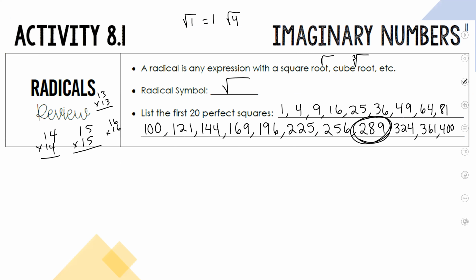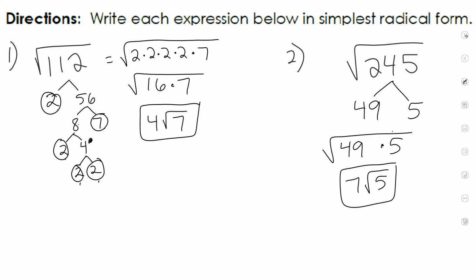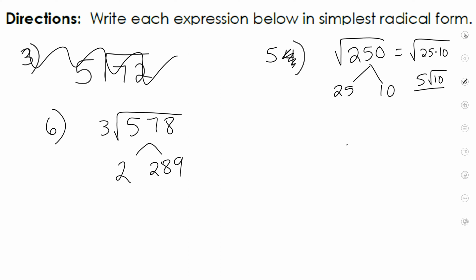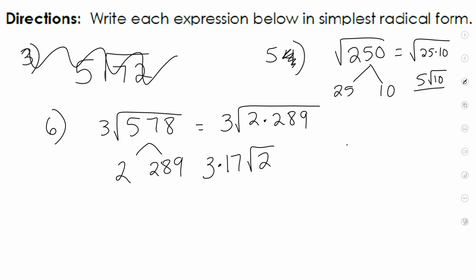So what's the square root of 289? 17. Perfect. Okay, so let's rewrite this as 3 and then 2 times 289. Well, the square root of 289 is 17. So I'll have 3 times 17 on the outside, the square root of 2. And what's 3 times 17? Okay, so your answer is 51 times the square root of 2.